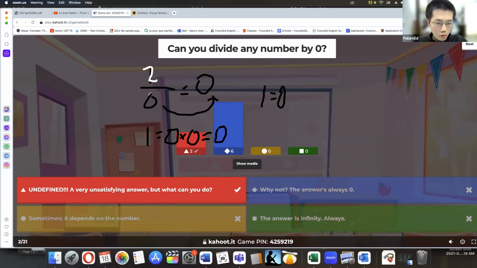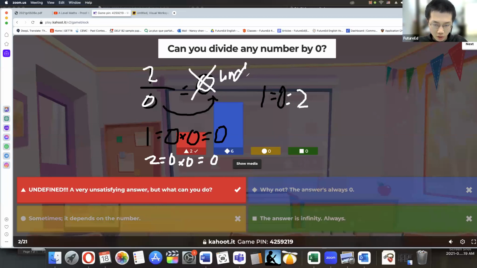If you threw in a 2, for example, I know black is a bit hard to see, so if you threw in a 2 divided by 0, and you also said that's equal to 0, then if you bring it over, you get 2 is equal to 0 times 0. And we know that 0 times 0 is equal to 0. So now we have this weird statement that 1 is equal to 0 is equal to 2, and we all know that's not true. That's not how numbers work. So when it comes to dividing by 0, we just label it as undefined. There's just no answer that we can put in here.